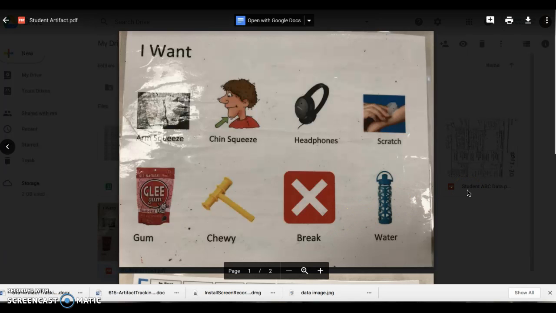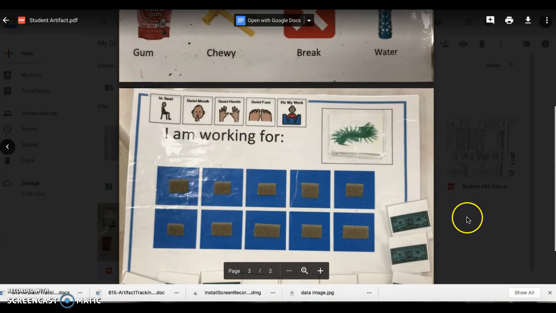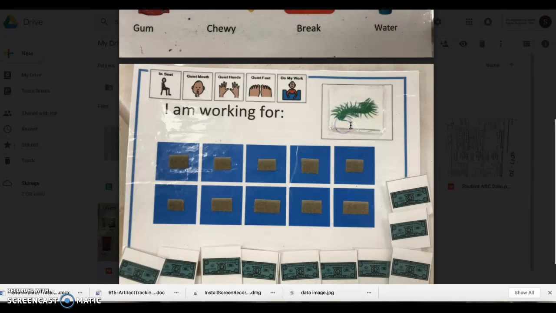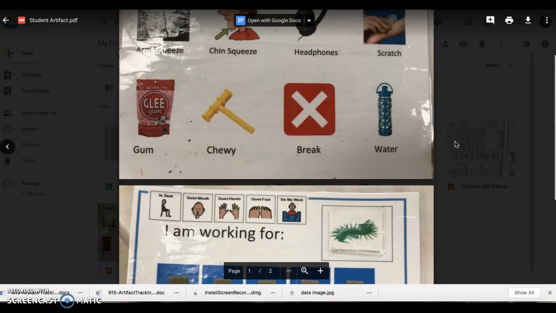And this was a nonverbal student, so we had to have a lot of visuals, as well as the token board where he could earn up to 10 tokens for obeying his rules up at the top. And then he could earn whatever item that he was working for, whether it was a break or he liked this little fidget thing.